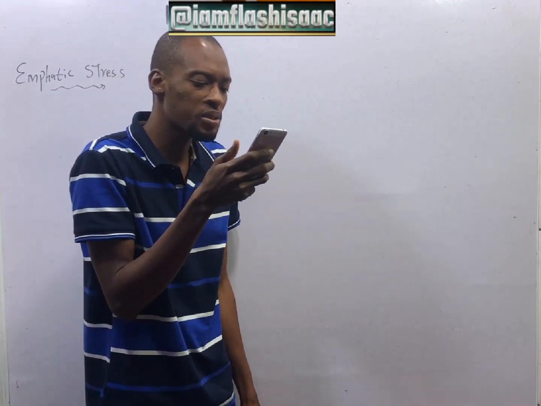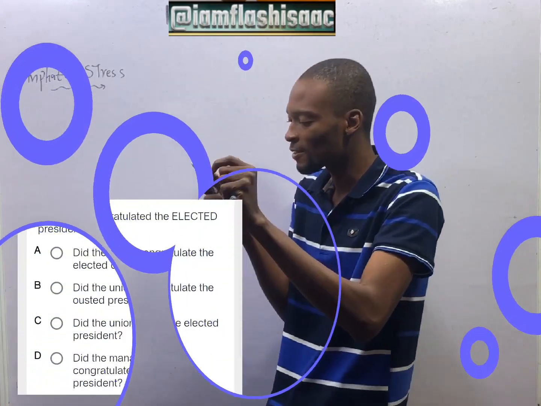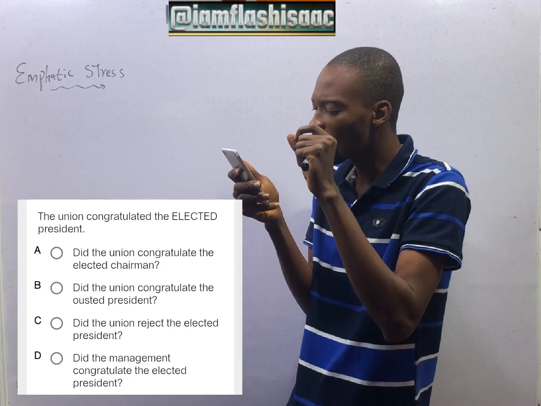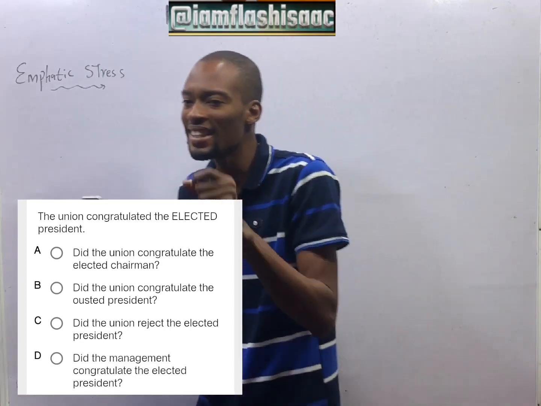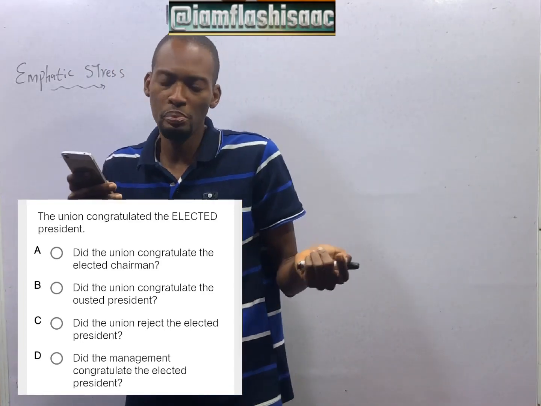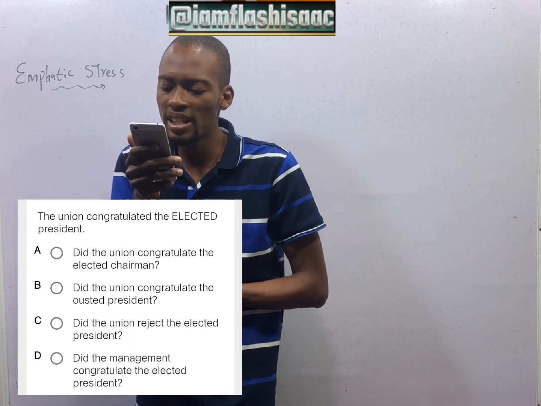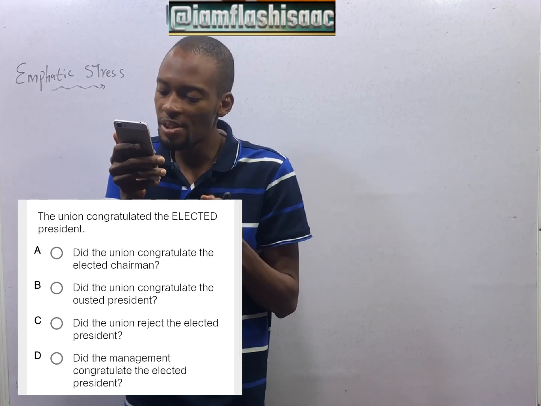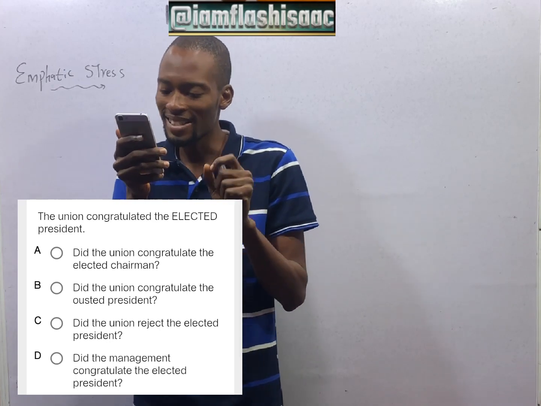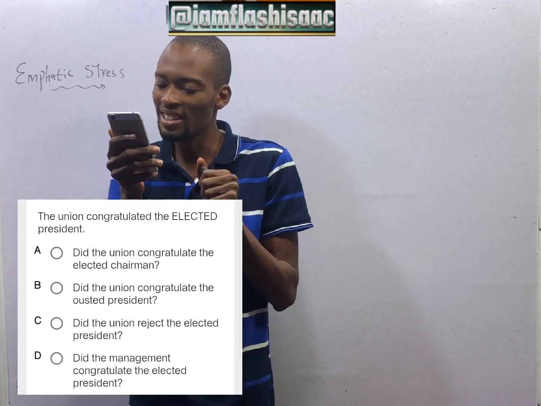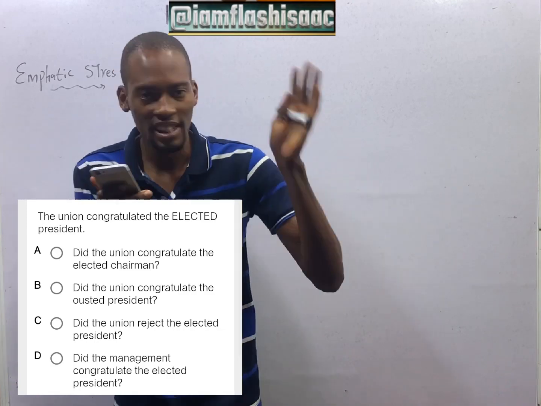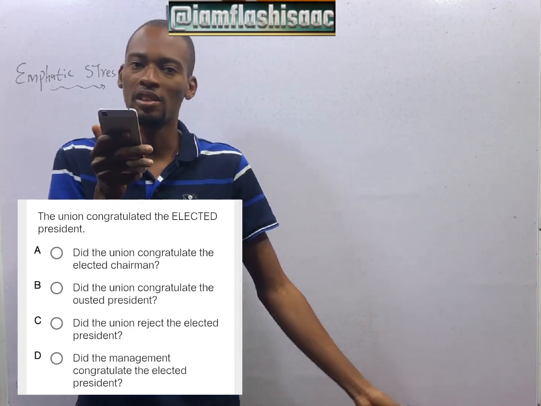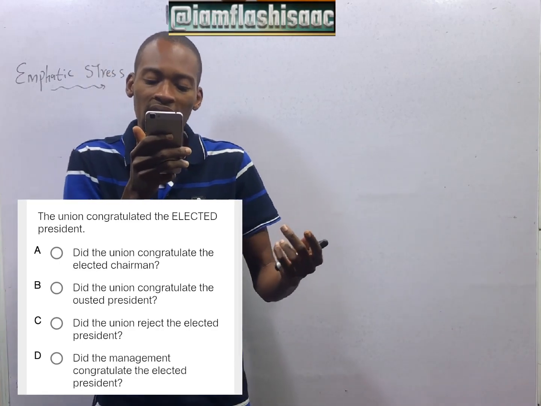The union congratulated the elected president. Elected president. A. Did the union congratulate the elected chairman? Elected remains, so A is wrong. B. Did the union congratulate the ousted president? C. Did the union reject the elected president? And D. Did the management congratulate the elected president? Anyone that has elected is wrong. So option B is the correct option. So instead of elected, they use the ousted president.